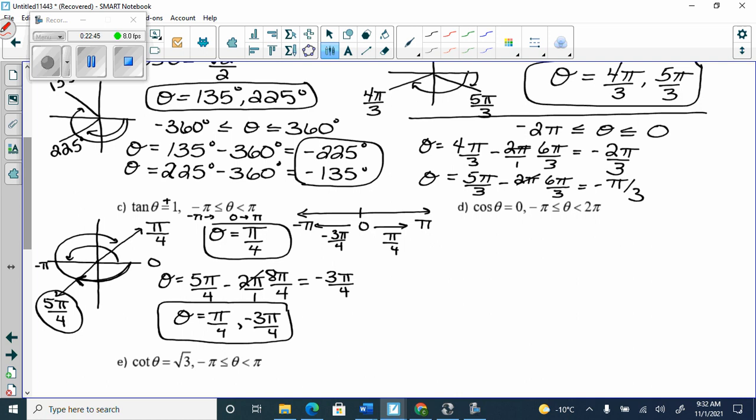Cos of 0. That's asking me where? Technically x equals 0. Where is x equal to 0?